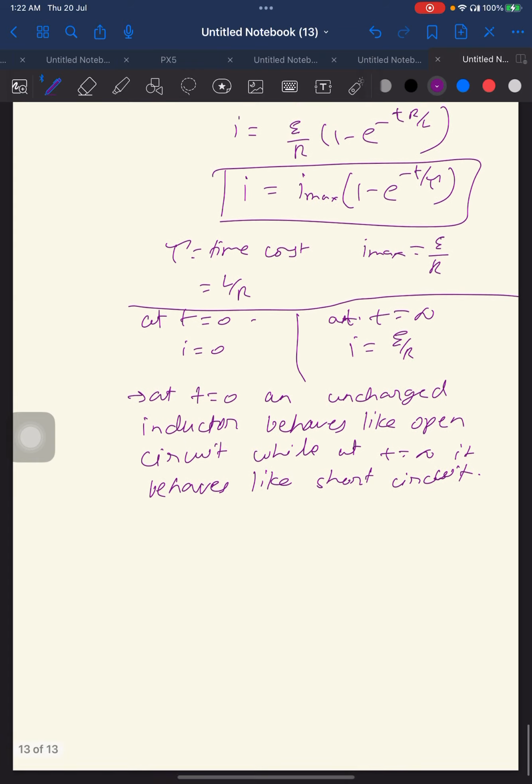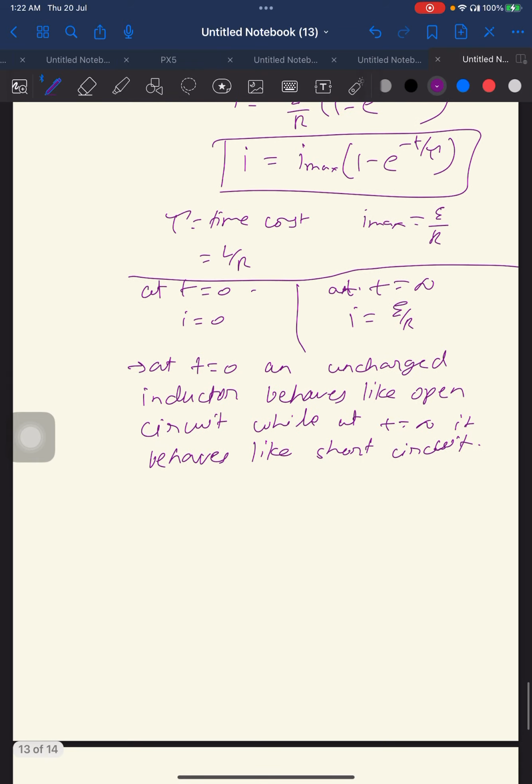Okay. One more thing, at t equal to tau. Do you remember I have said whatever has to happen, 63% of it happens in one time constant. So in one time constant, the current will increase by 63%. So at t equal to tau, the current will become 0.63 of I max.